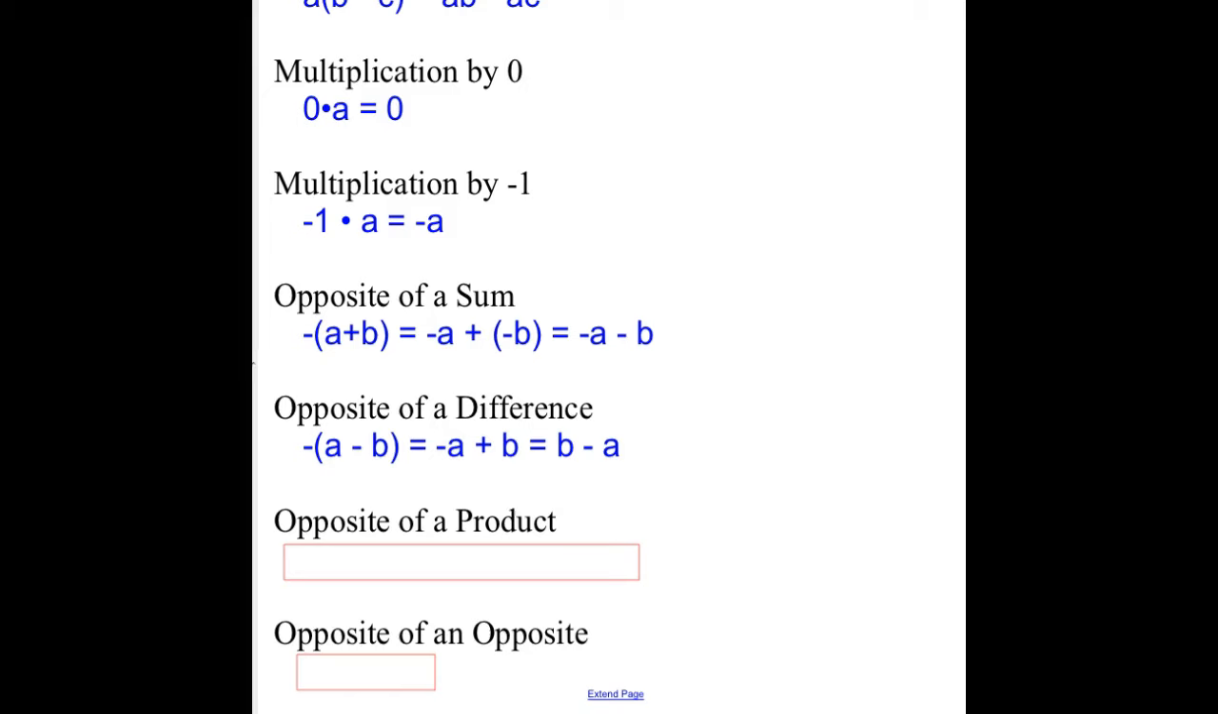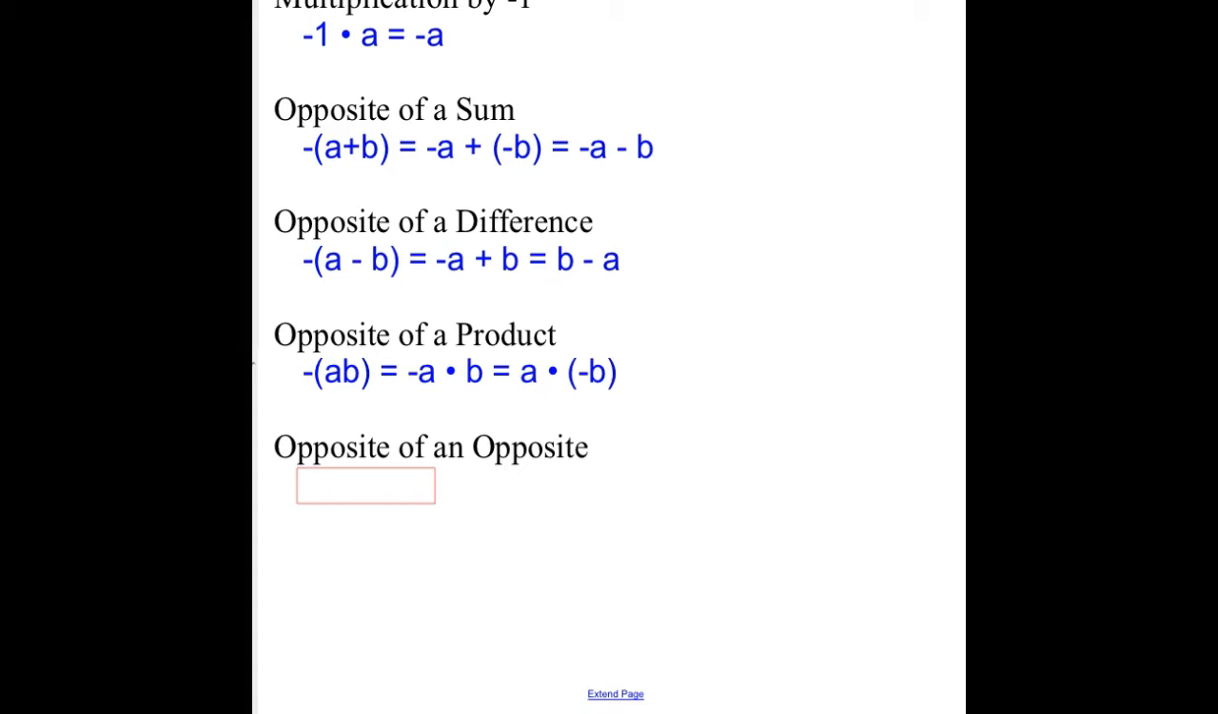Opposite of a difference, the negative of the quantity a minus b equals negative a plus b, or b minus a. Opposite of a product, negative quantity ab equals negative a times b, or equals a times negative b. You're going to associate that negative with either. Opposite of an opposite, so the opposite of negative a is actually just going to be a.